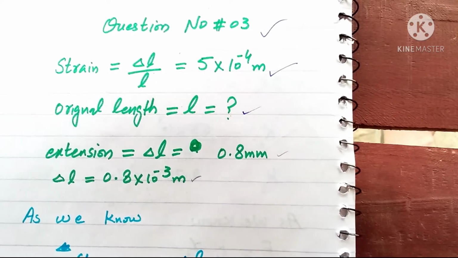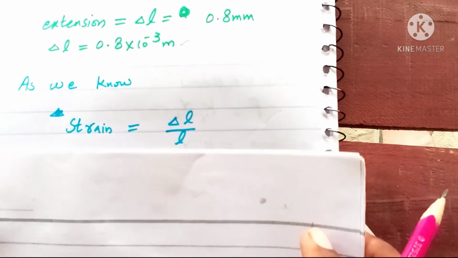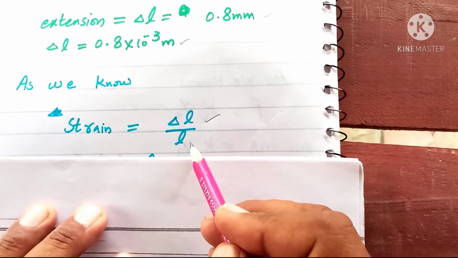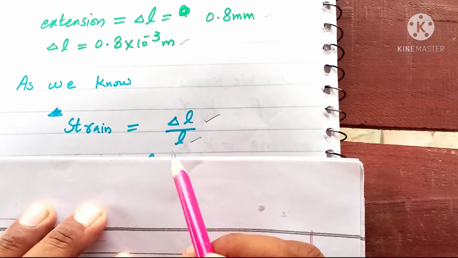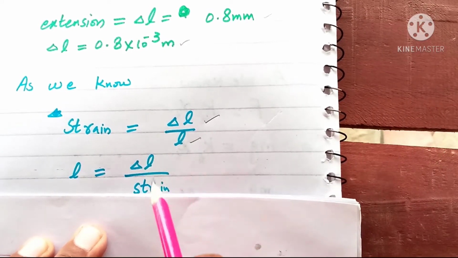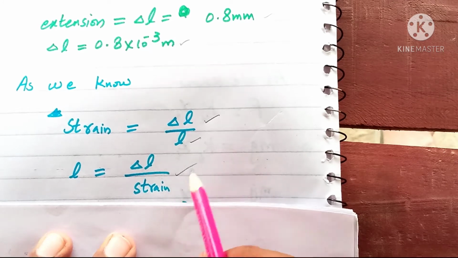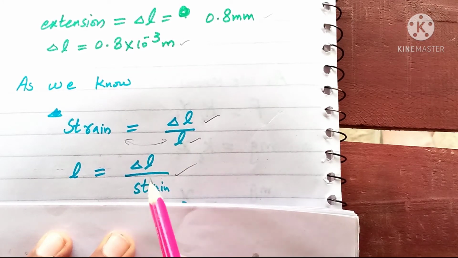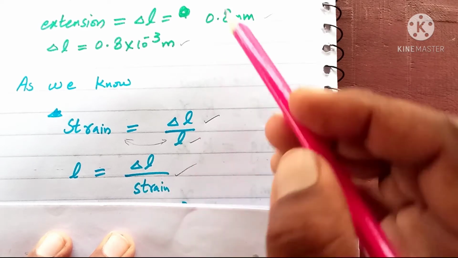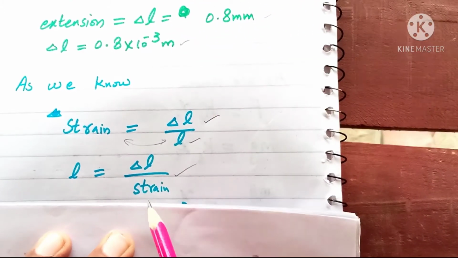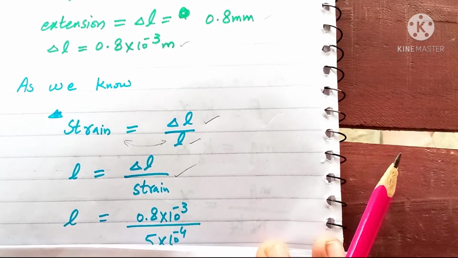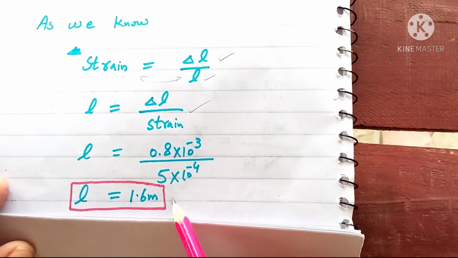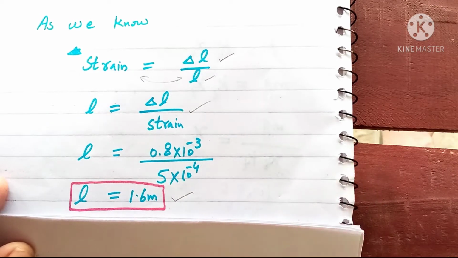As we know, strain is equal to del L over L. We have to find the original length. So we have the equation like this, replacing these values. So L is equal to del L over strain. We are given the values of del L and strain. Putting the values of del L and strain, we have the value of L equal to 1.6 meter.